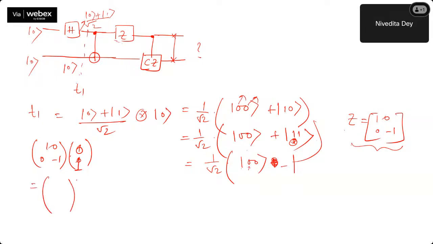It should be a 2 cross 1 matrix only. So it's 1 into 0 plus 0 into 1, this is 0. And this is 0 into 0 plus minus 1 into 1, which is minus 1. That means minus ket 1. Okay, now you have it. So your plus will now be minus and 1. And this one right now has no change in T2.